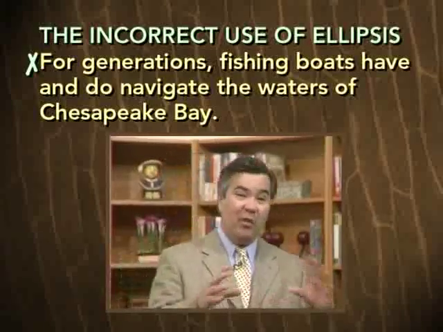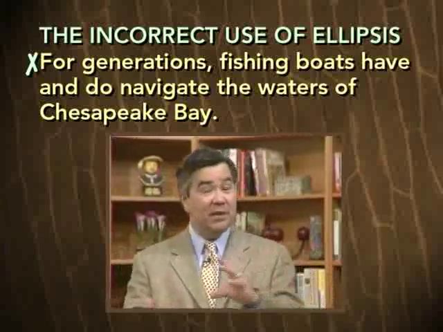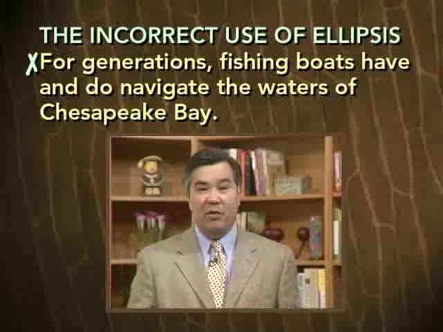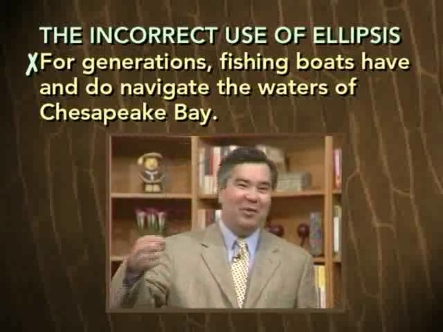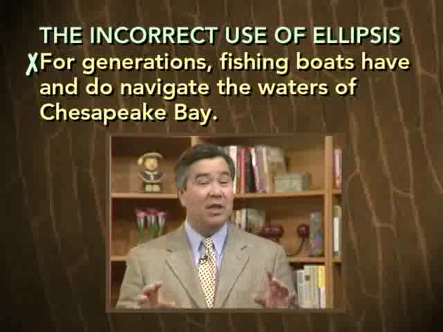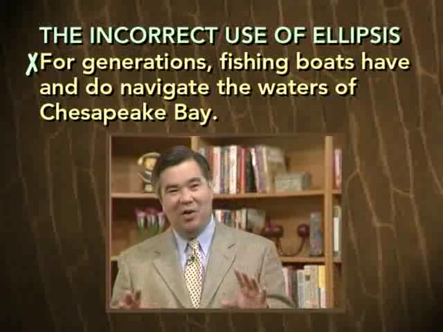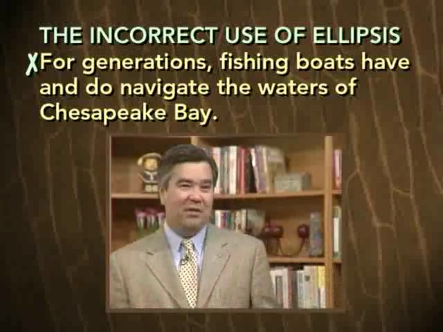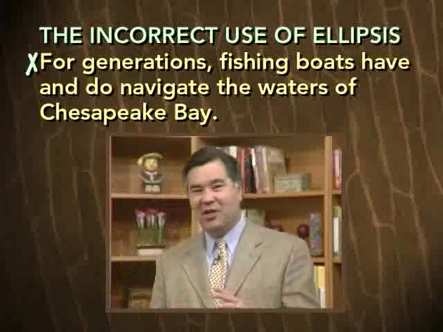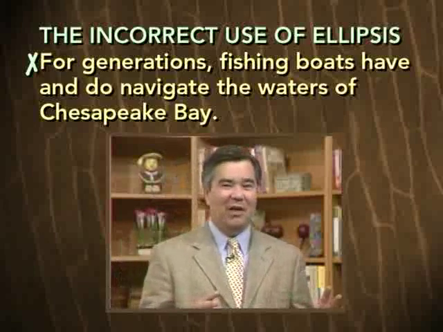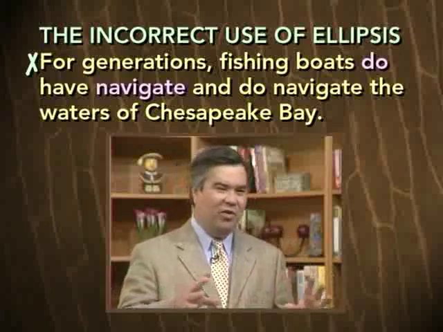And they could have been written out in parallel structure clauses. Instead, however, the author is trying to use ellipsis to make the sentence shorter by leaving out the repeated words. However, does he pass the test of correct ellipsis? To test that, we have to plug in the same words that have been omitted and make sure that the sentence makes sense. Now, in the second clause here, we are told fishing boats do navigate the waters of Chesapeake Bay. That's the complete clause. When we try to insert the same words into the first half, suddenly the sentence doesn't really work. For generations, fishing boats have navigate, or do have navigate.